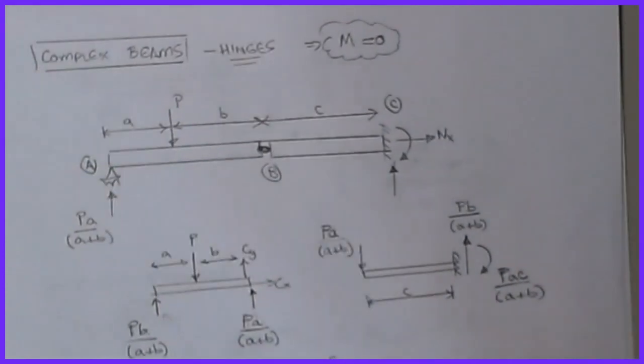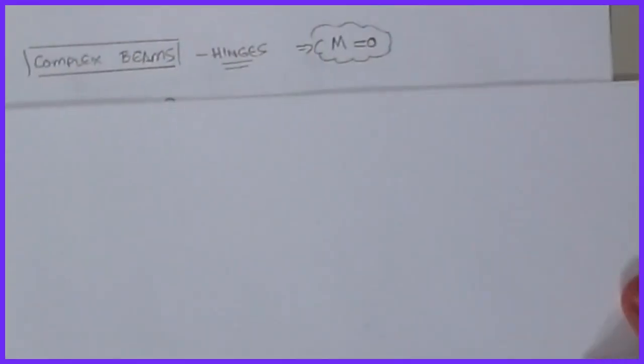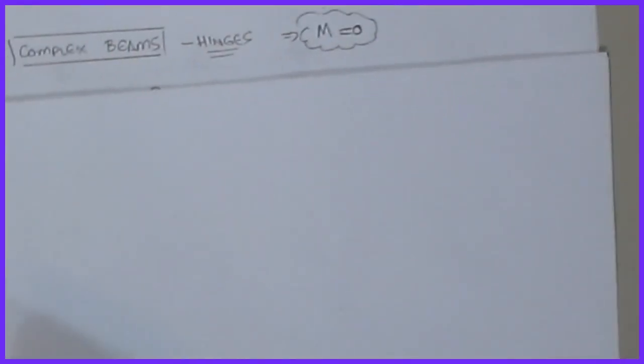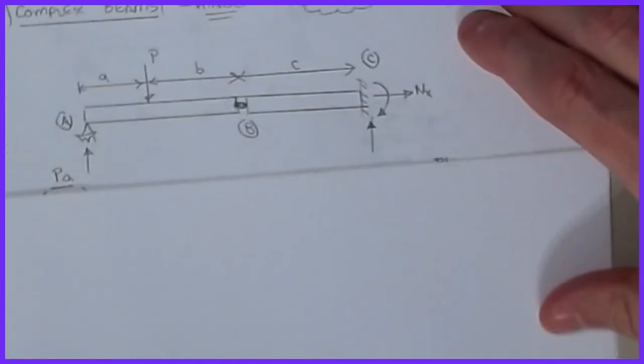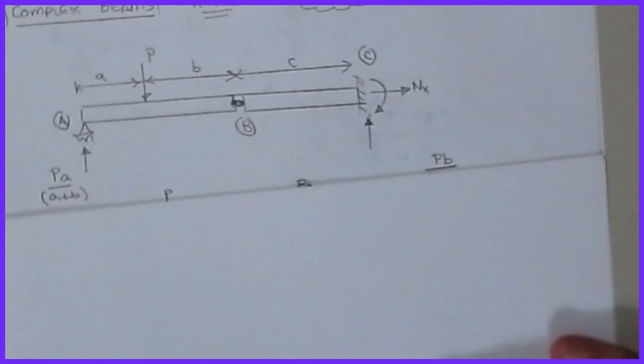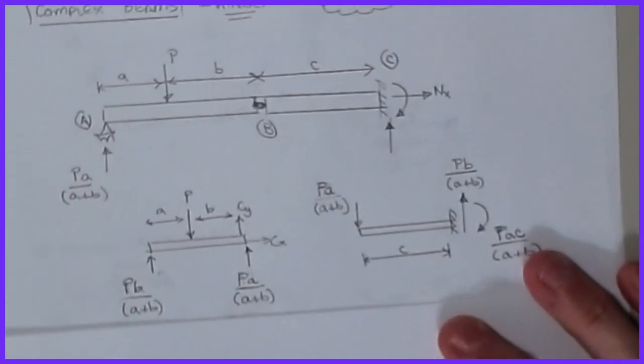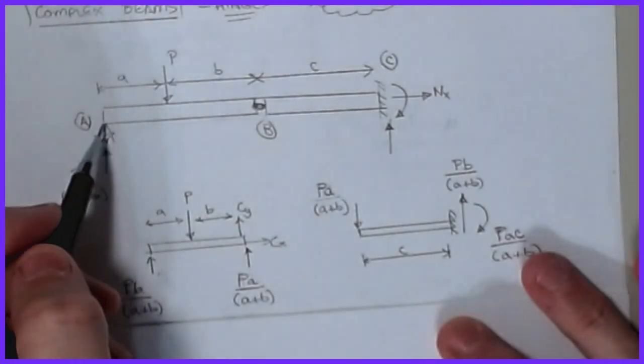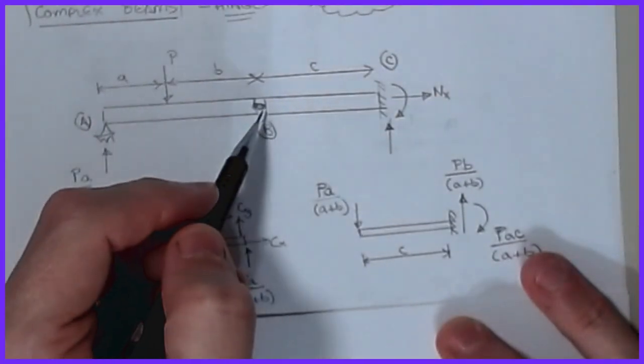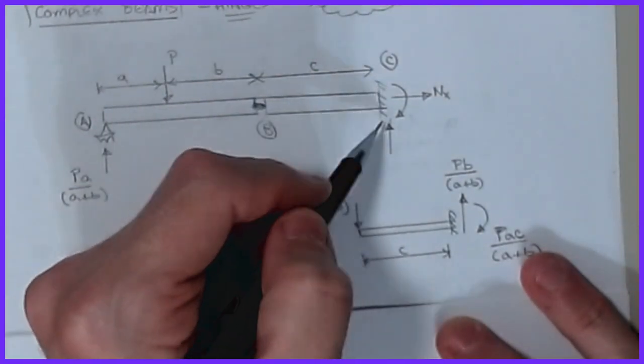Okay, all right. Let's talk about some other types of beams. In this case, let's talk about beams with hinges in them. So I've got a little bit of an example set up for us. I've solved for the support reactions and worked on pieces. So first thing we have is a beam that is simply supported here. It has a hinge in the middle, and then it's fixed at the right end.